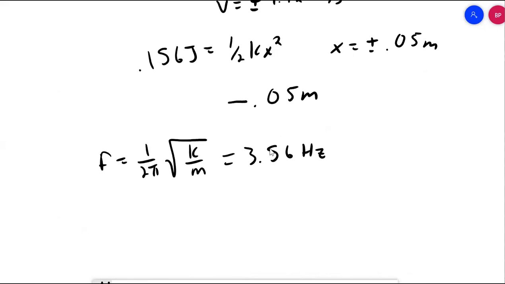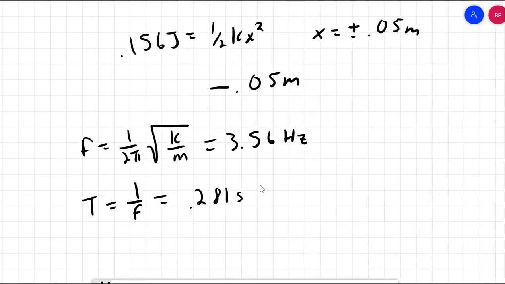All right, now the period is the amount of time that it takes for one oscillation to occur, and it's given by 1 over the frequency. So if we take 1 over 3.56, then we get 0.281 seconds. So this is the amount of time that it takes to get from one point in the oscillation back to where it was. So for instance, from maximum stretched back to maximum stretched.